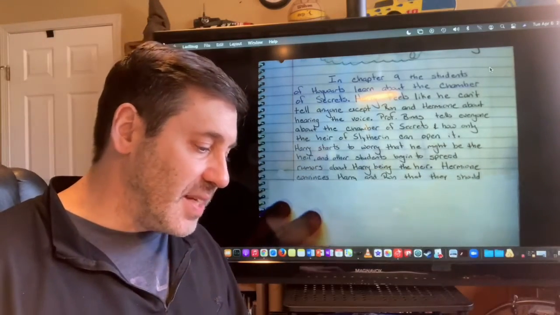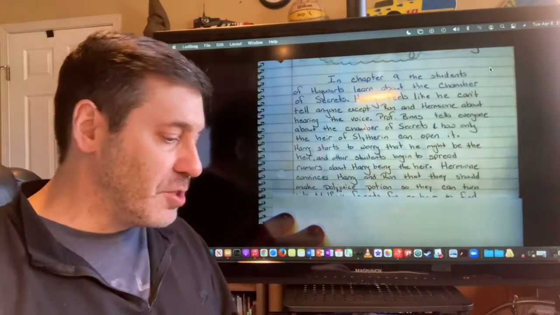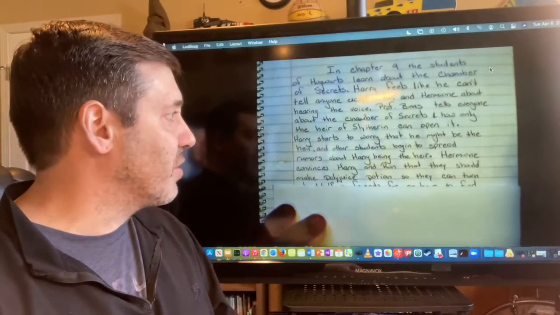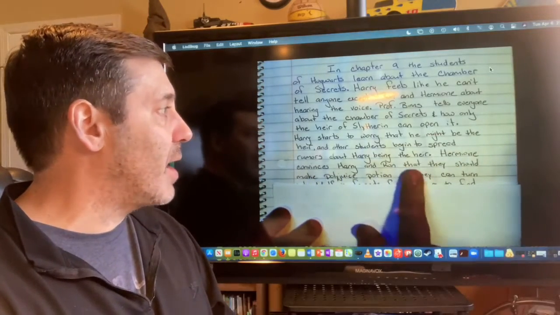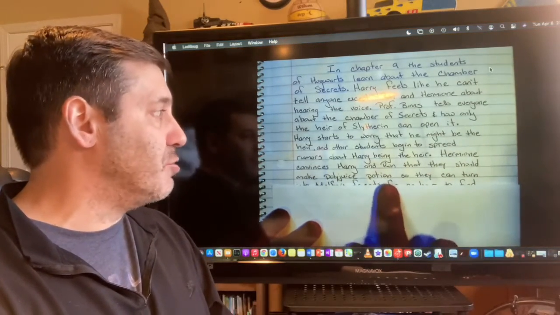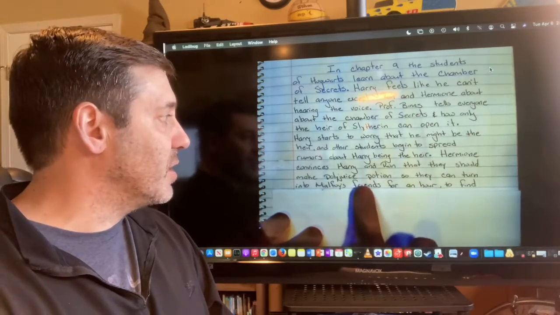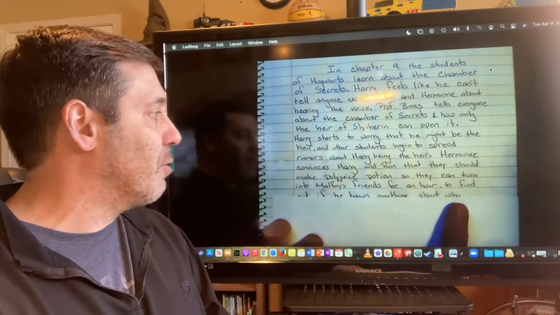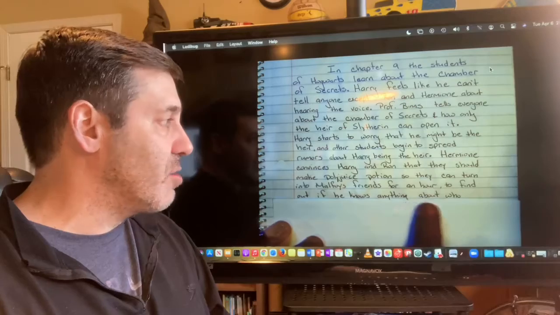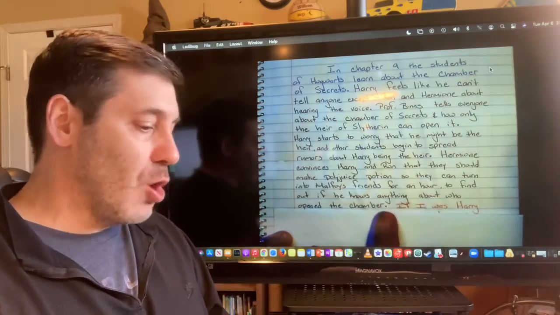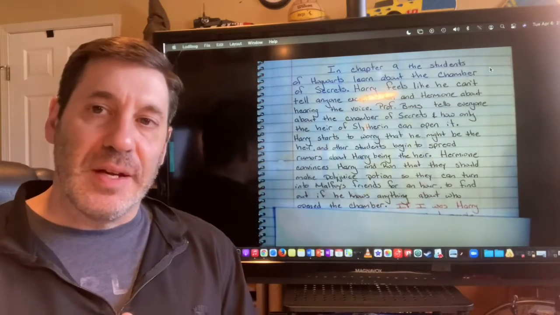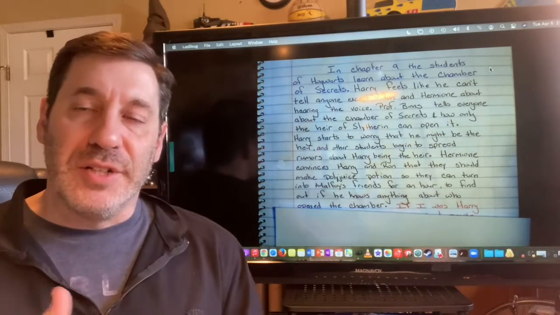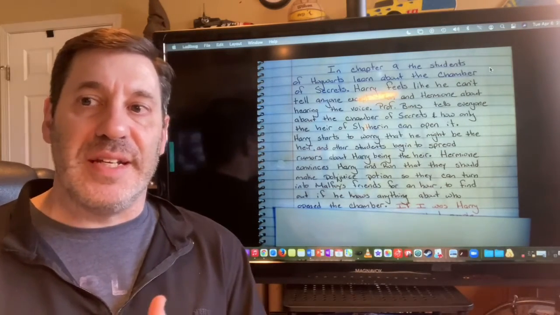The next detail here, you'll see I do spend some time talking about these other characters. Hermione convinces Harry and Ron that they should make Polyjuice Potion so they can turn into Malfoy's friends for an hour to find out if he knows anything about who opened the chamber. And that's kind of right at the end. So when you read my summary, you'll see I'm not diving into all of the details.